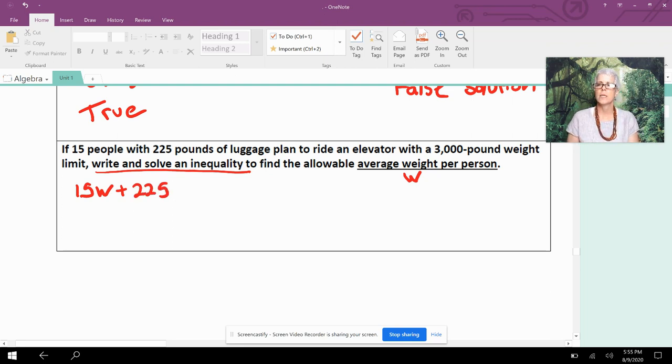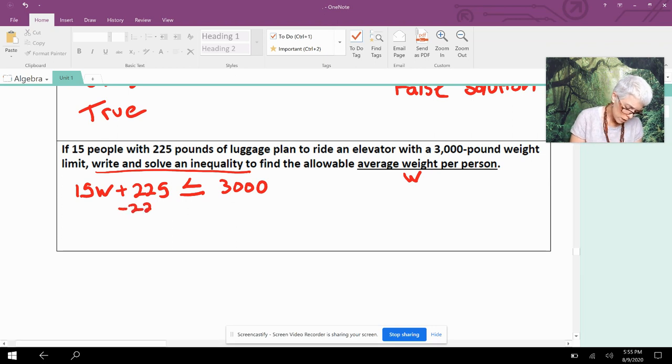Now, a lot of times kids will ask, does each person have 225 pounds of luggage or everybody? Well, think about it. If you went on a vacation, even if you like to have a lot of clothes and stuff with you, you would not have 225 pounds worth of luggage. So this is the total amount of weight of everybody's luggage together. And they're getting on an elevator, and the elevator has a weight limit of 3,000. So we can have less than 3,000, and we can also have exactly 3,000. So that's the symbol I'm going to use, less than or equal to.